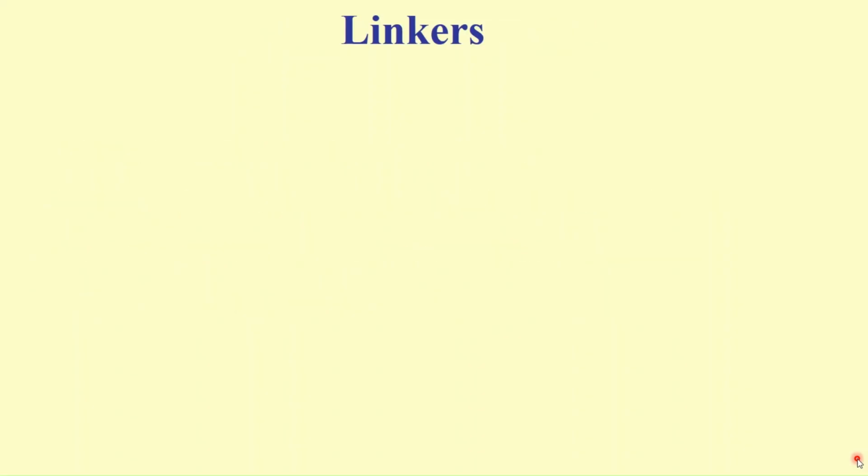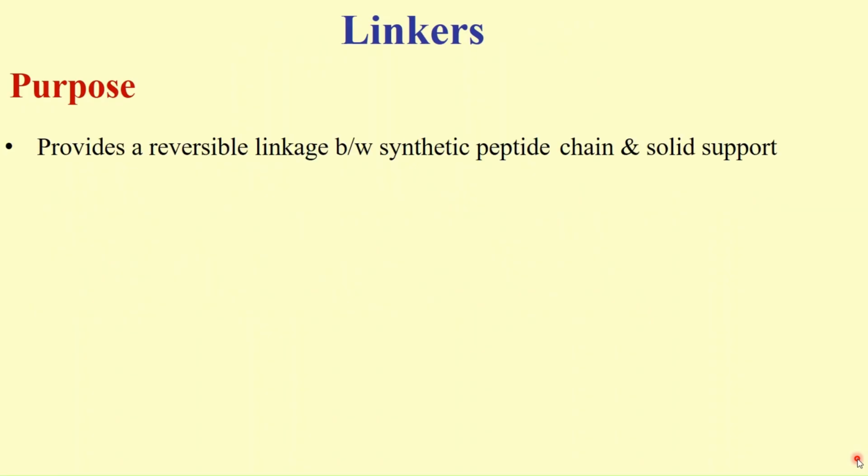Various linkers have been used. Three types of linkers are available. What is the purpose of this linker? These linkers link the amino acid with the resin. In other words, they are the functional groups which link the solid support with the amino acid. And these linkers are reversible linkages. They are not permanent. They can be cleaved.